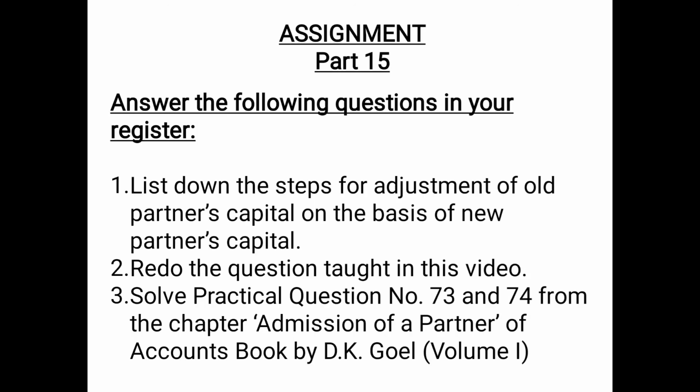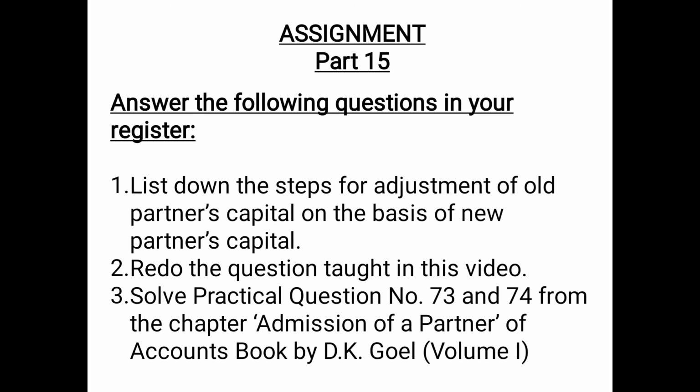So this is the assignment based on this part. You have to answer the following questions in your register. Question number 1, you have to list down the steps for adjustment of old partners' capital on the basis of new partner's capital. So for this, step number 1 is to calculate the total capital of the new firm on the basis of the new partner's capital. The formula will be new partner's capital multiplied by the reciprocal of the new partner's share.